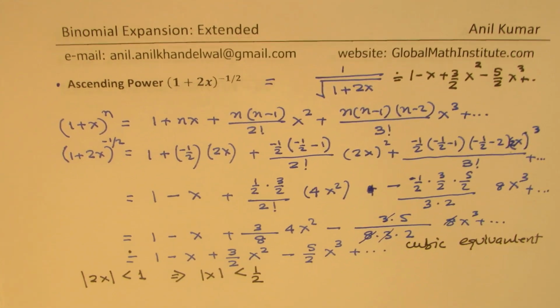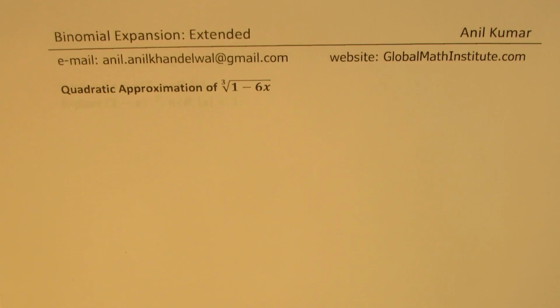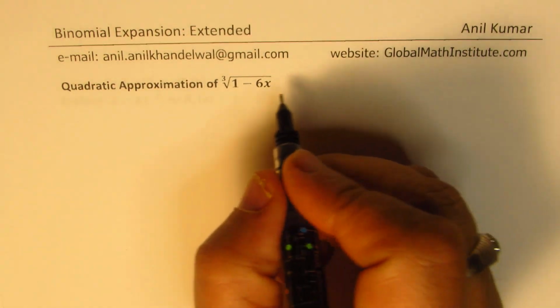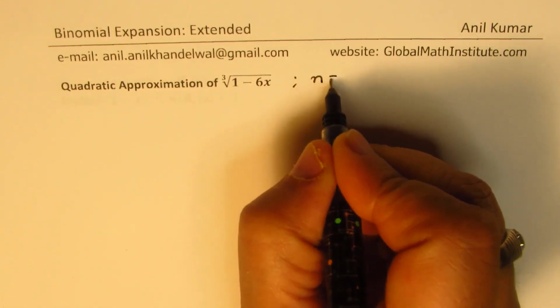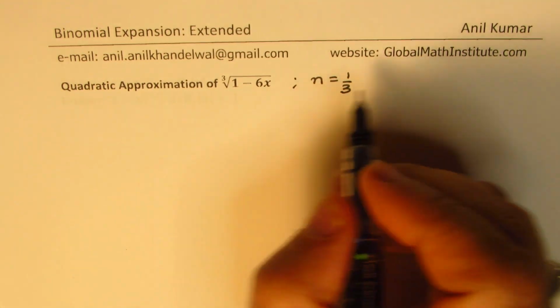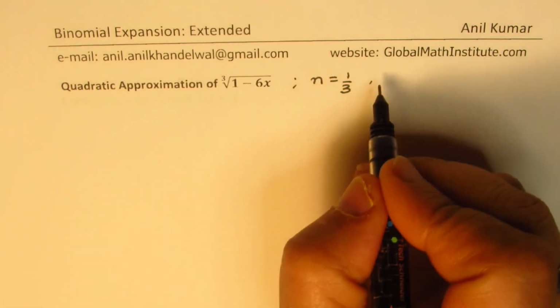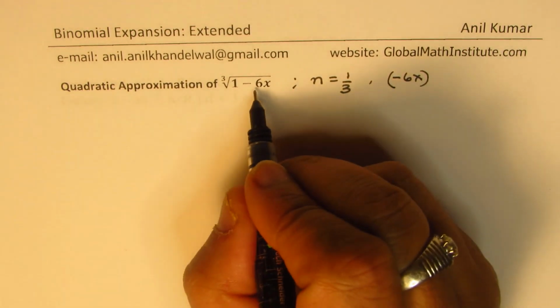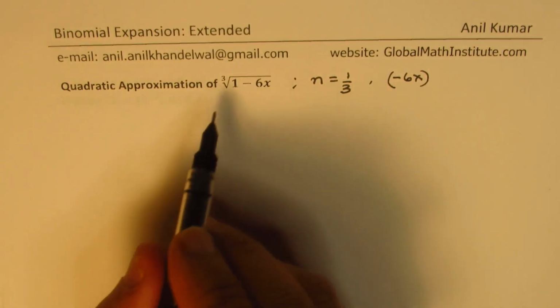With that note, let's move on and take up this time example on cube root. Okay. So here is a test question. Now these are actually the test questions seen in many competitive exams. You need to write quadratic approximation of cube root of 1 minus 6x. Note, in this case, we have the value of n as 1 over 3, and the inside value is minus 6x, right? So that is the other value to work with. Okay, so let's see what we get.